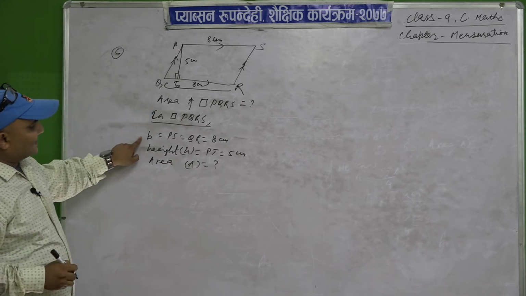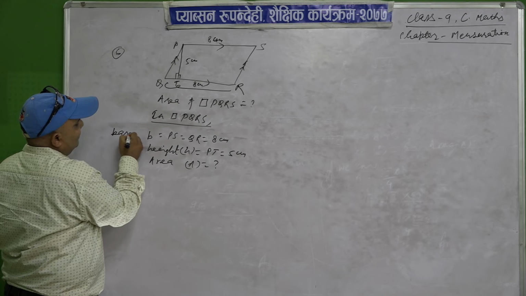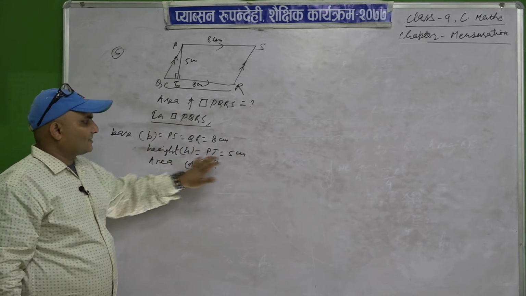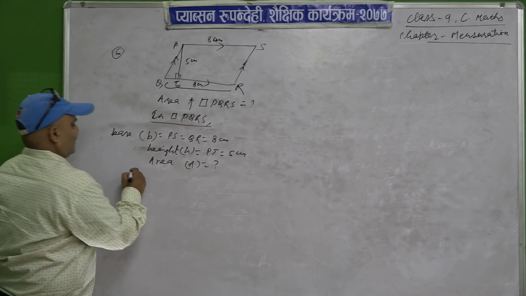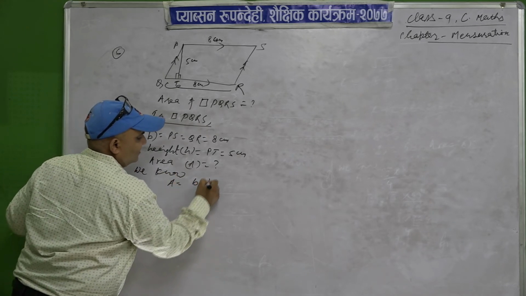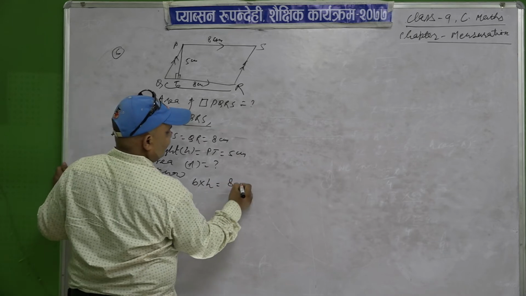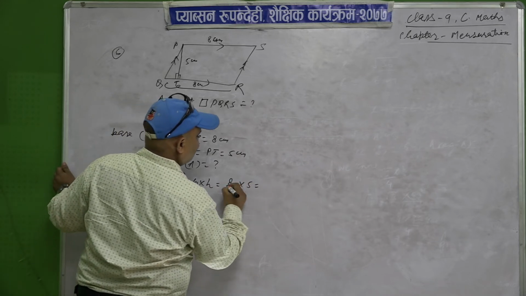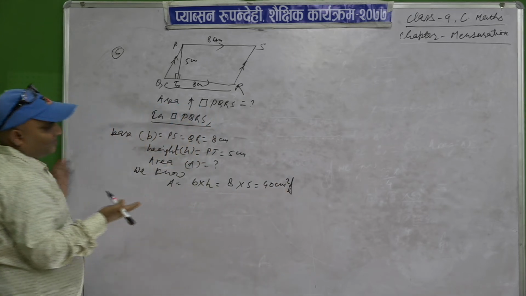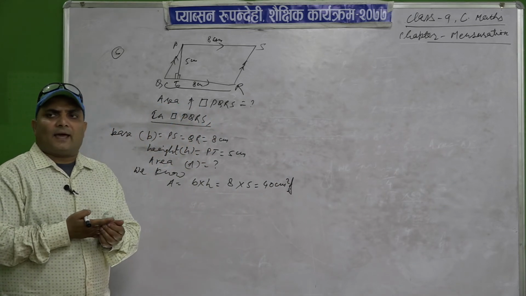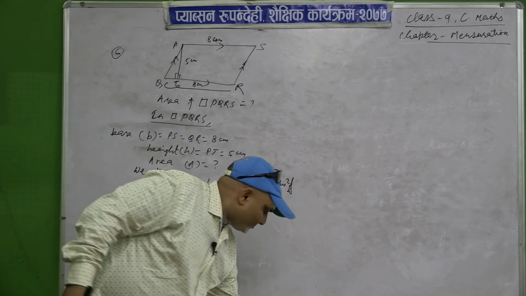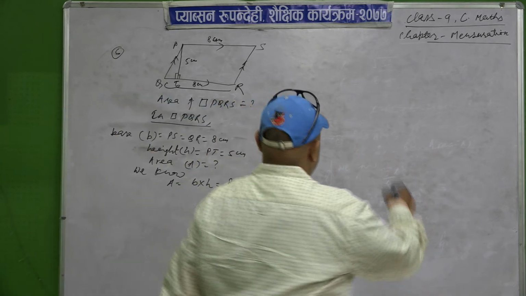Now see, we have base B as 8 centimeter, height as 5 centimeter. The formula we know, area of the parallelogram is equal to base into height. Base is 8 centimeter, height is 5 centimeter. This is 8 5 is a 40 centimeter square. This will be the area of the parallelogram. Okay, now last question, question number 7.